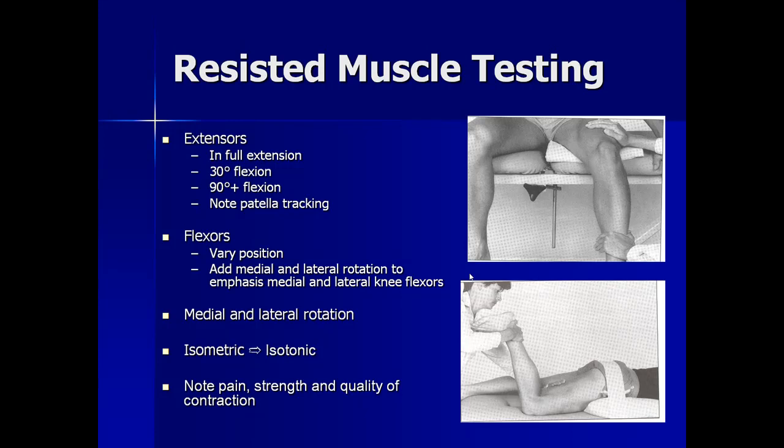The flexors of the knee are also potentially useful to determine at different positions in range. Add on the medial and lateral rotators to differentiate between the hamstrings that may be involved. You can also isolate medial and lateral rotation as well. Move from isometric to isotonic if you feel it's appropriate, and always note down any pain, strength and quality of contraction, and tabulate your findings.